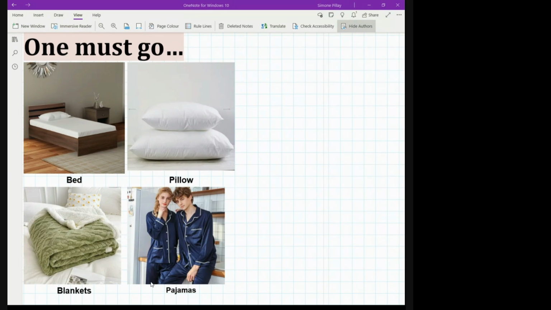Ma'am, what is the question? Oh, one must go. Pajamas, ma'am. Really? So you're going to sleep in jeans? Yes, ma'am. That would be fine. You're going to sleep in school uniform. Just wake up for the next day. Especially when I'm tired, ma'am, and I just lay on the bed. I don't mind pajamas.